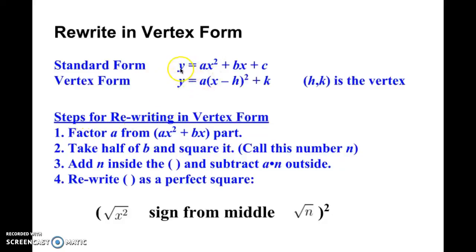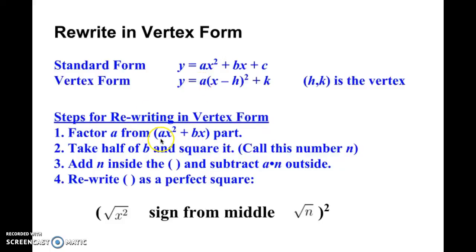If we're given the equation y equals ax squared plus bx plus c, the first thing you're going to do is look at the first two terms, and we're going to ignore the c for a second, and whatever your a is, we're going to factor that out. So we're going to put that out in front of the parentheses, and we're going to divide the ax squared by the a, and the bx by the a. And again, that will make more sense once we get to an example.